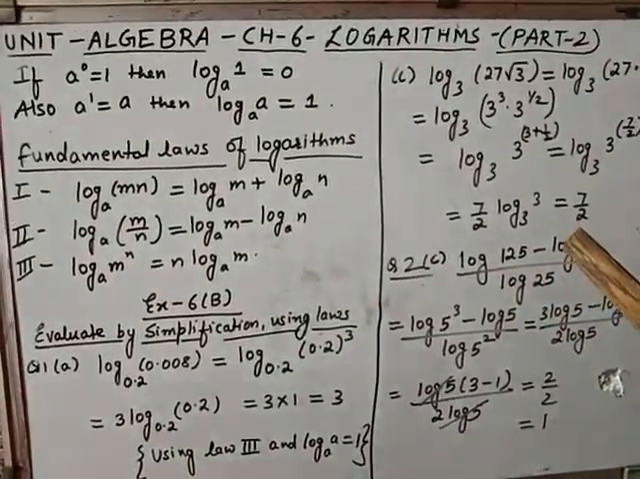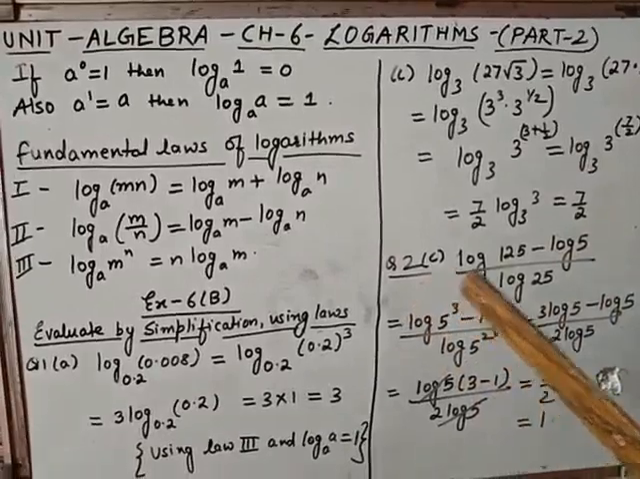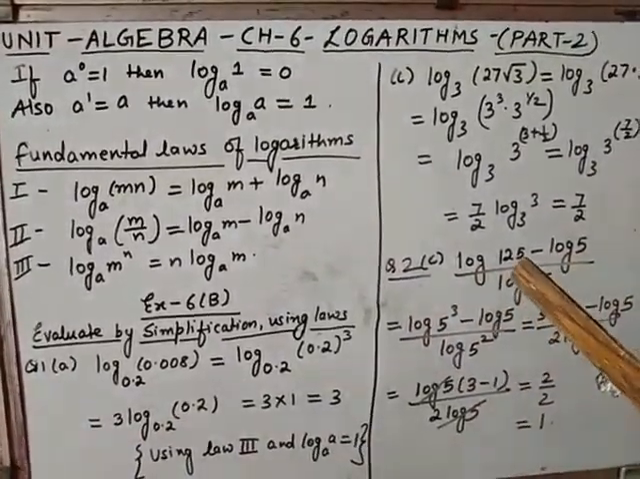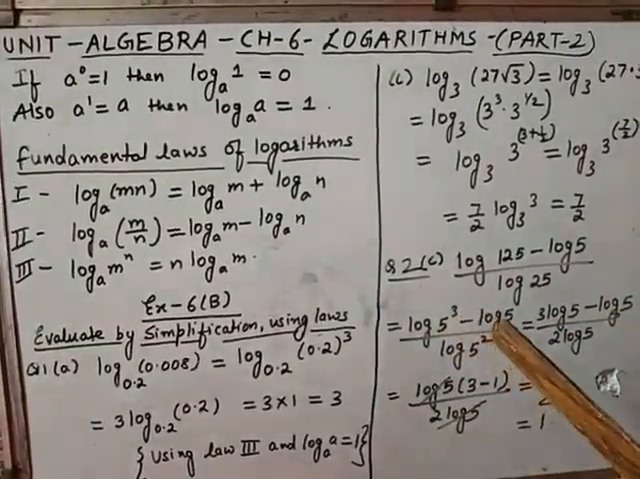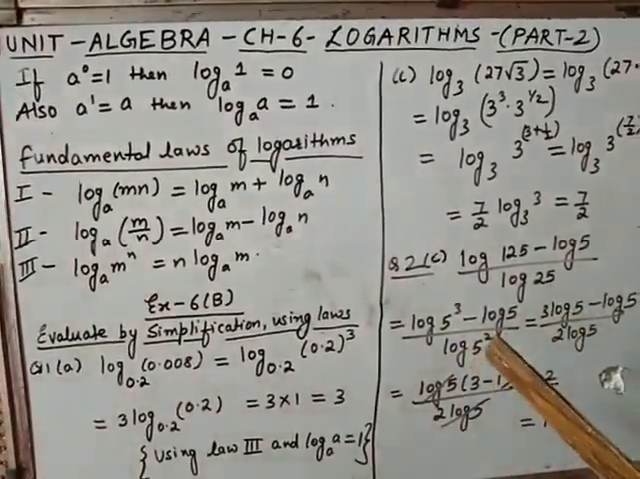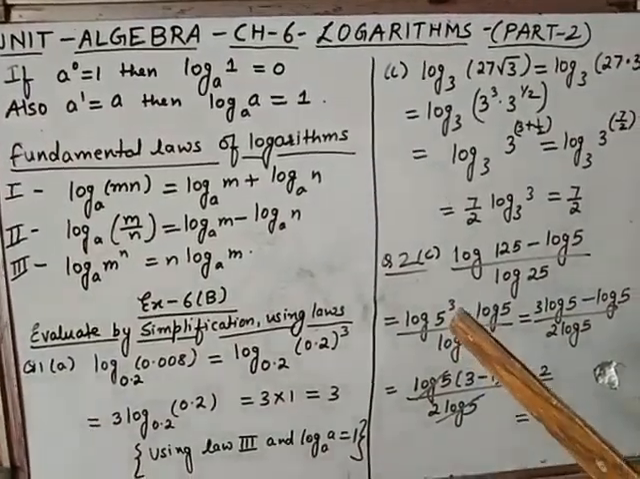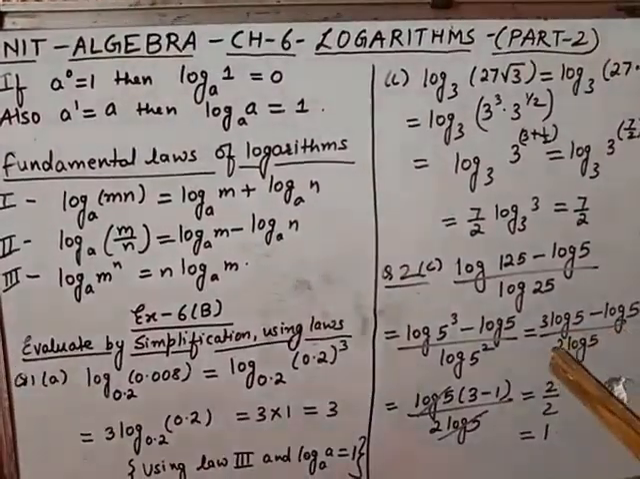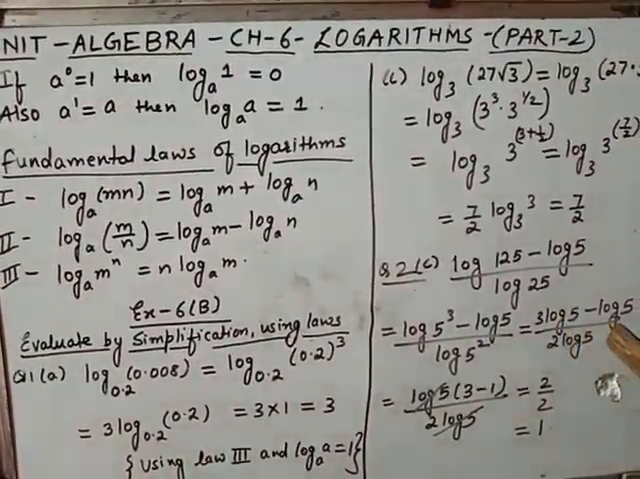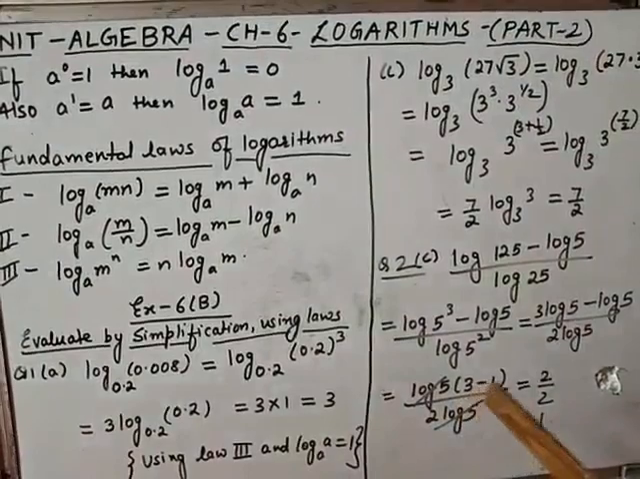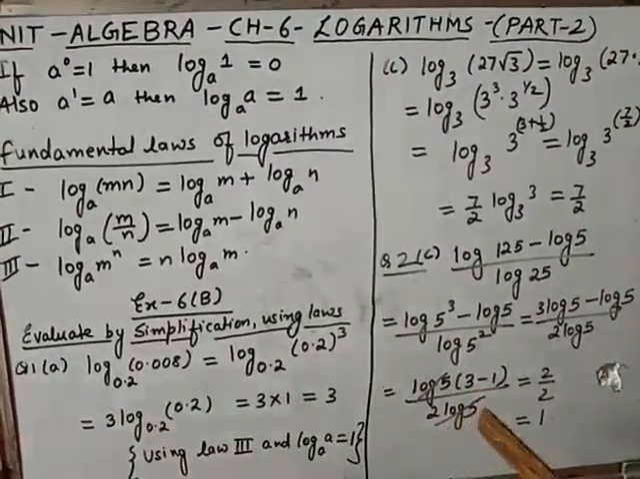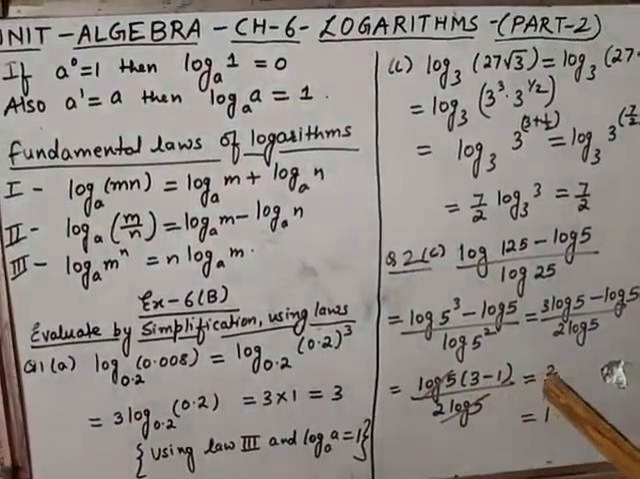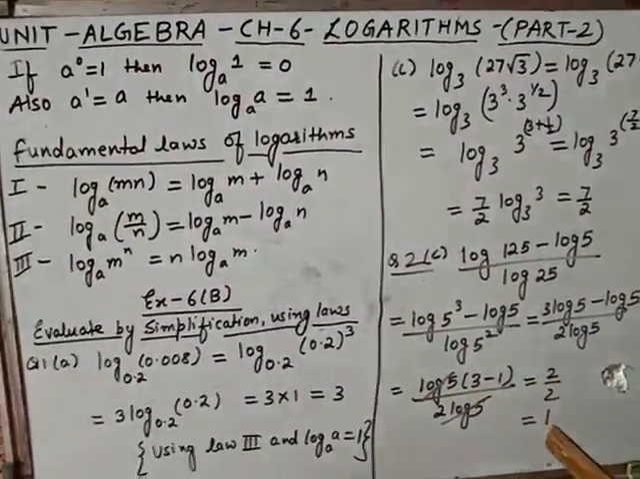Clear, student? Now question number 2c, log 125 minus log 5 upon log 25. 125 is written as 5 cube, log 5 as it is, 25 is written as 5 square. Now using third law, this power comes in front, so it becomes 3 log 5 minus log 5 upon 2 log 5. We take log 5 common in numerator, so 3 minus 1 inside the bracket and 2 log 5 in denominator. Log 5 is cancelled. 3 minus 1 is 2 upon 2. 2 upon 2 is 1.